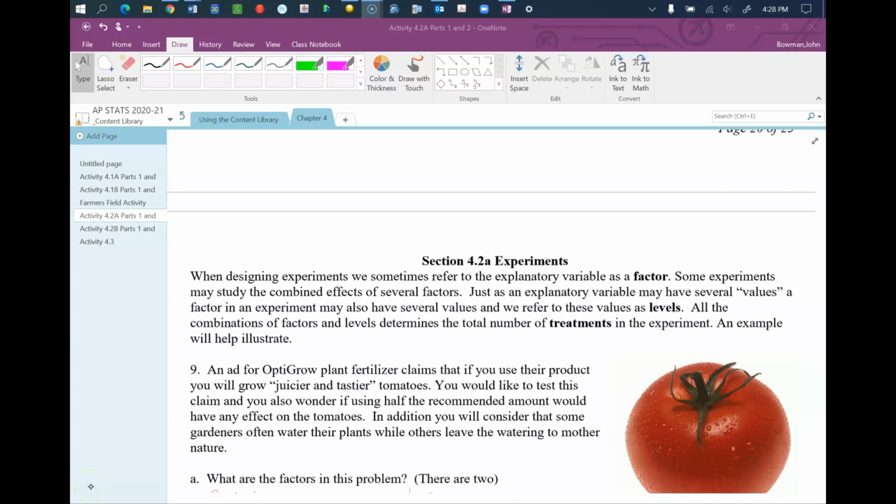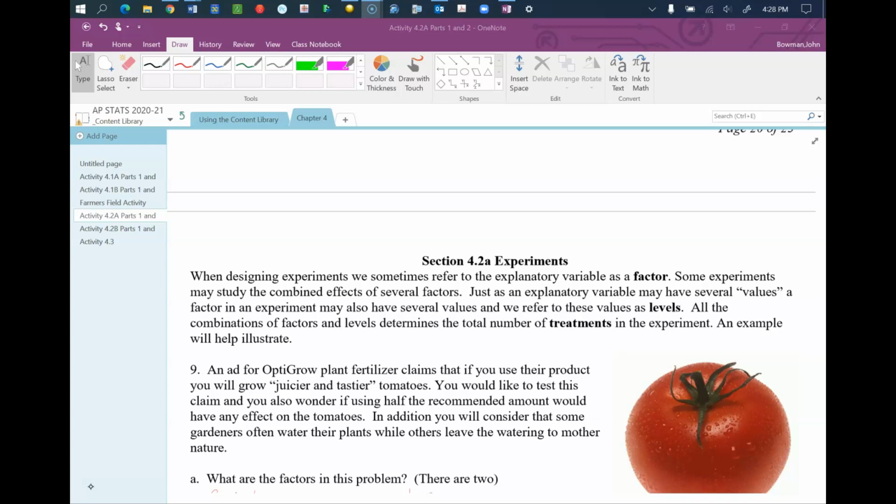Welcome back, everyone. We are going to do activity 4.2b part 1 shortly, but before we do that, I want to review something that I think I may have neglected in activity 4.2a part 2. This is the tomato problem, and basically the gist of the tomato problem was that you were going to perform an experiment where you used 3 different amounts of fertilizer: 0, half of what's recommended, and fully what's recommended. And you are also going to water not at all or let nature do the watering versus additional watering.